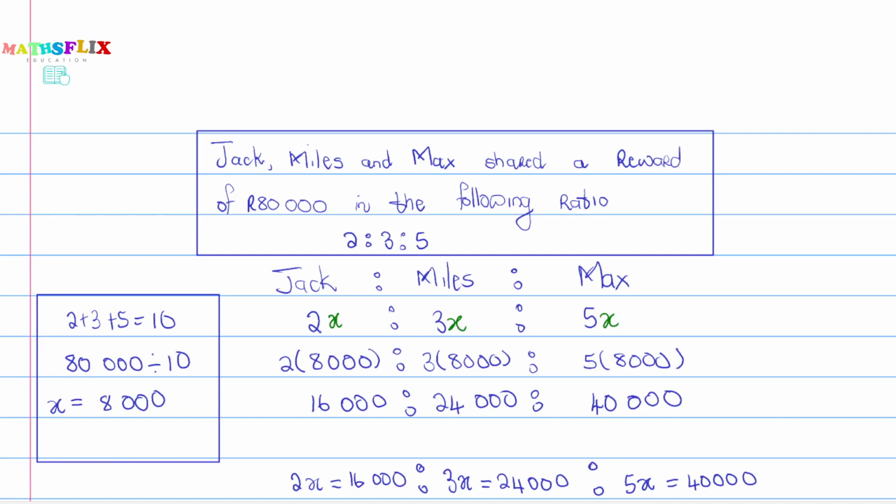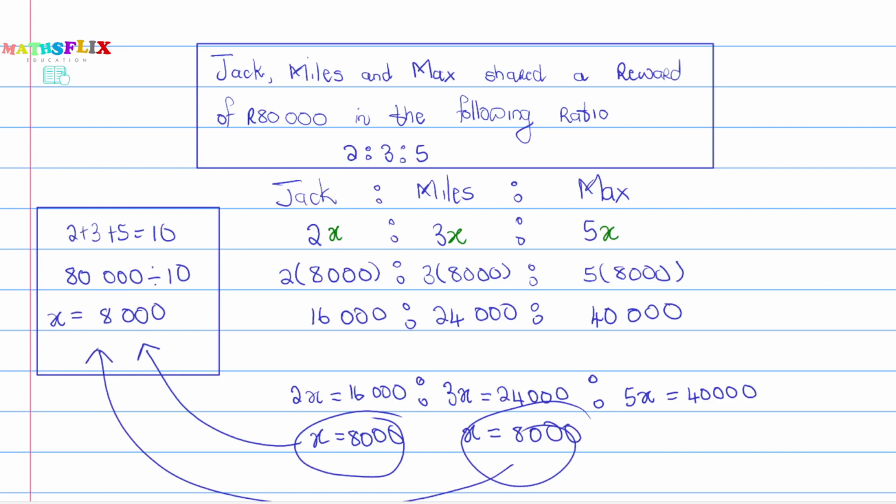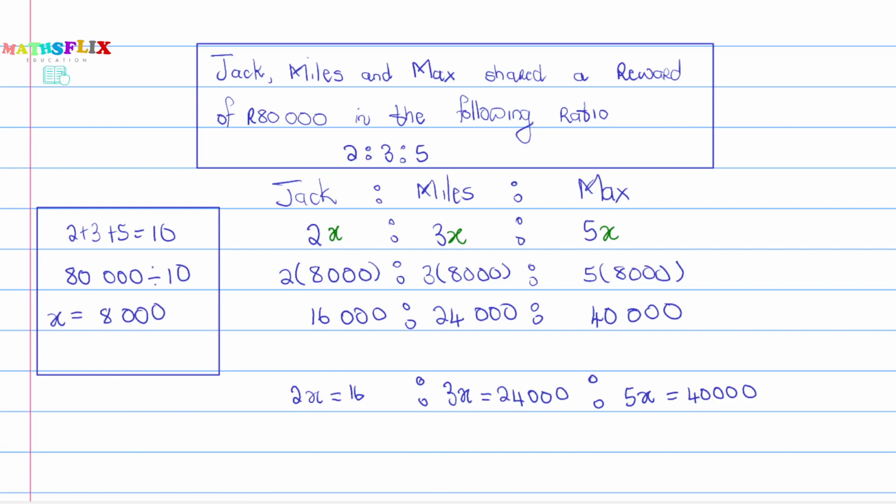If we had to divide this value, we can actually work backwards. 2x divided by 2 is x, and 16 divided by 2 is 8,000. So we can actually go back and find our x. If you simplify the 3x part, 3x divided by 3 is just x, and 24 divided by 3 is 8,000. So again, we can work backwards. Beautiful question indeed. So let us go to the other question and do it.